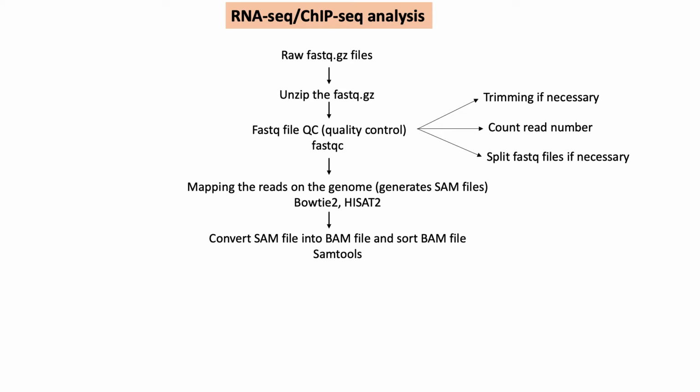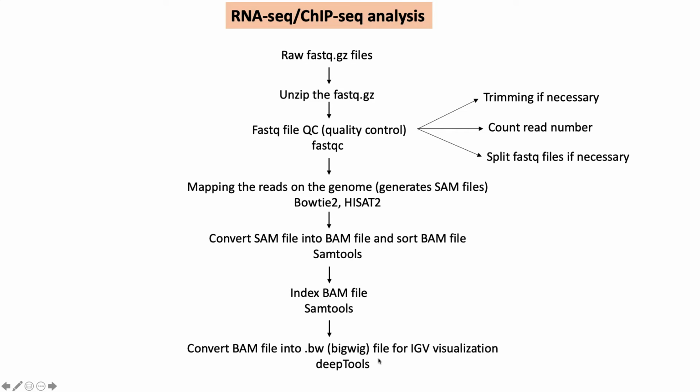The reason is it's a binary file, and it's much smaller in size. And since space is always a problem, you always convert the SAM file into a BAM file. The program that's used for this purpose is SAMtools. Once you have converted into a BAM file, which is much smaller, you can index it also using SAMtools, and then convert. What I usually do is always convert it into what's called BigWig files.